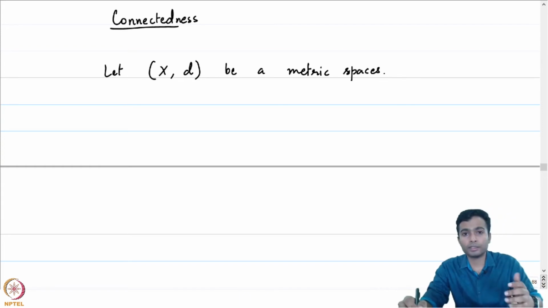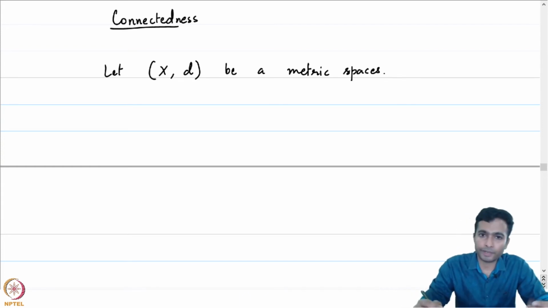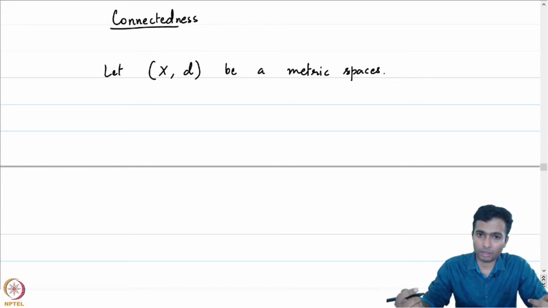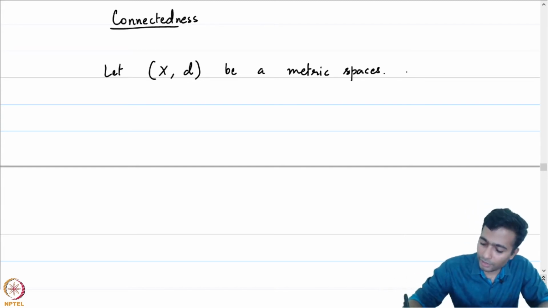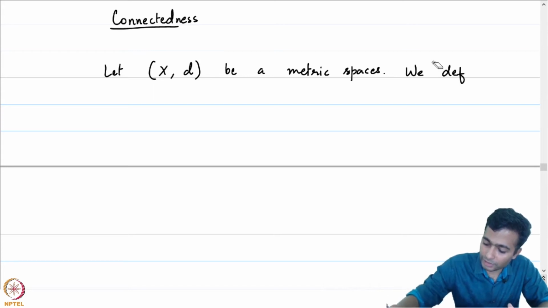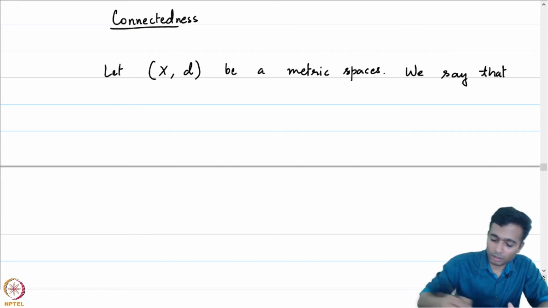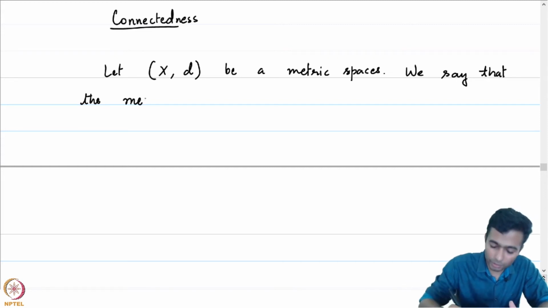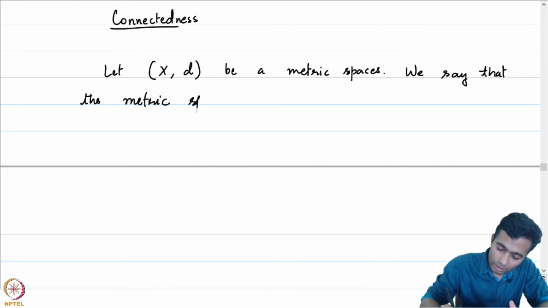To talk about connectedness in a metric space, we will first have to define what is meant by a separation of a metric space. So, we define, or we say that, the metric space X, so I'll do this abuse of notation from now, the metric space X.